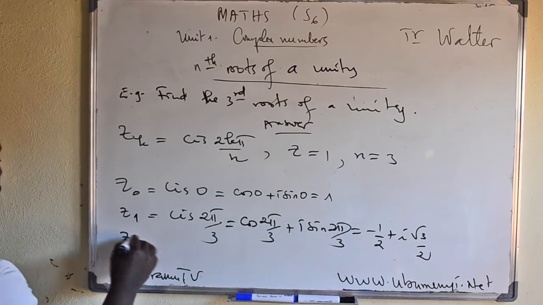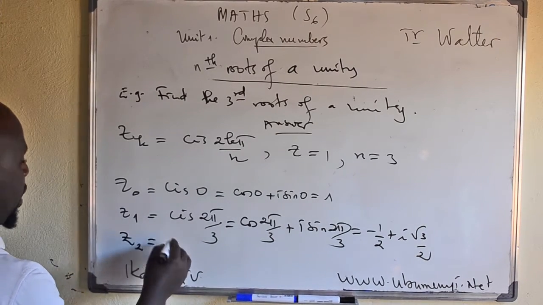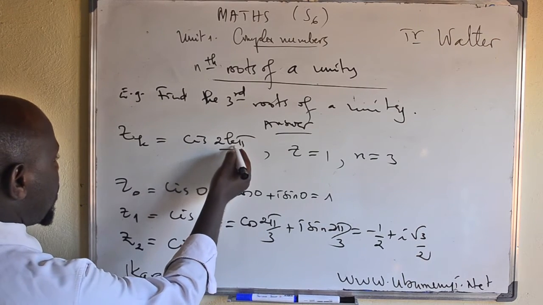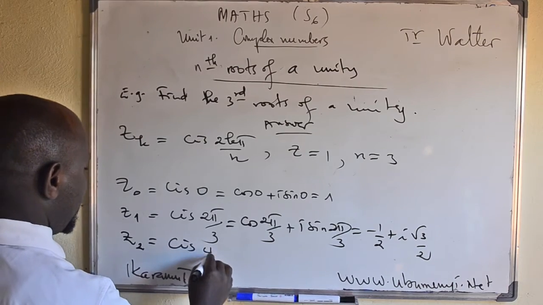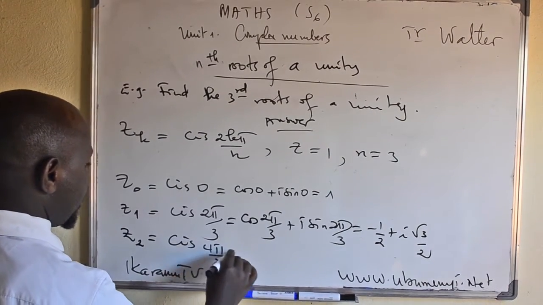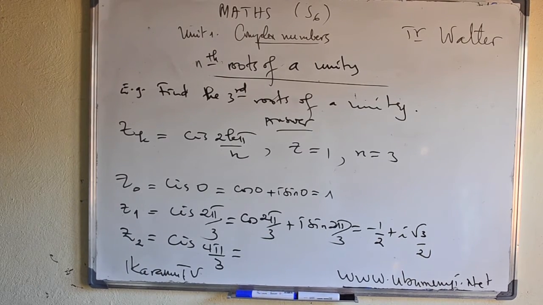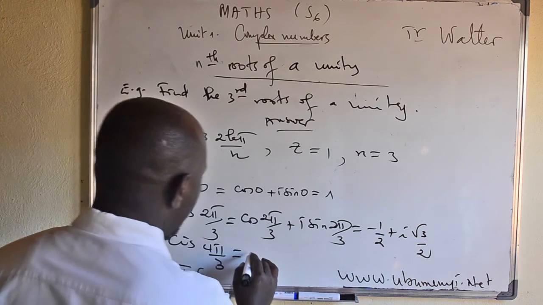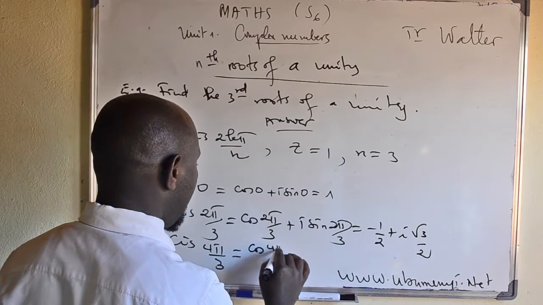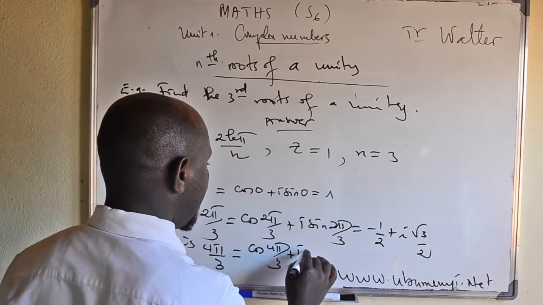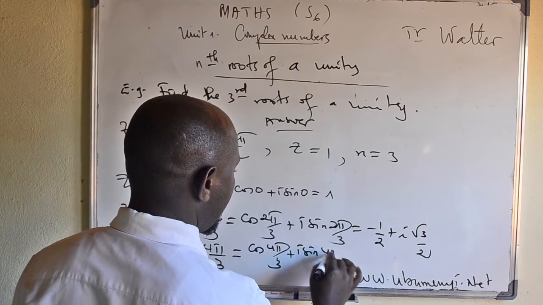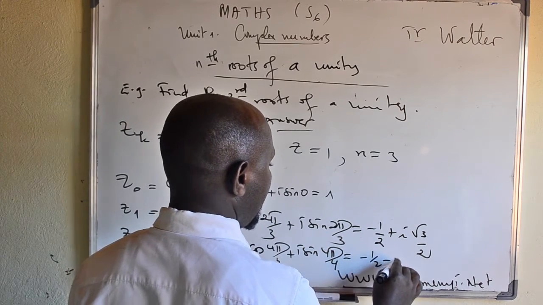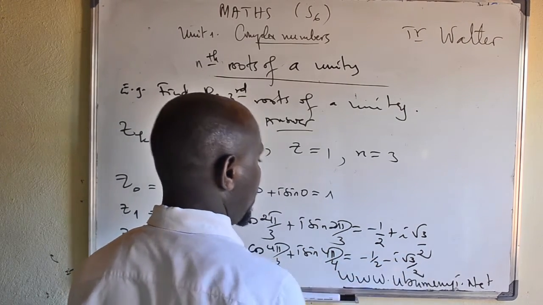Now we're going to get the third one, which is the last one, and is z2. And this is equal to 6. K is 2, and we shall get 2 times 2, which is 4π/3, ladies and gentlemen. And after seeing that the third one is given by 4π/3, we shall have, if we expand, cos 4π/3 + i sin 4π/3. And this will be negative 1/2 minus i√3/2, ladies and gentlemen.